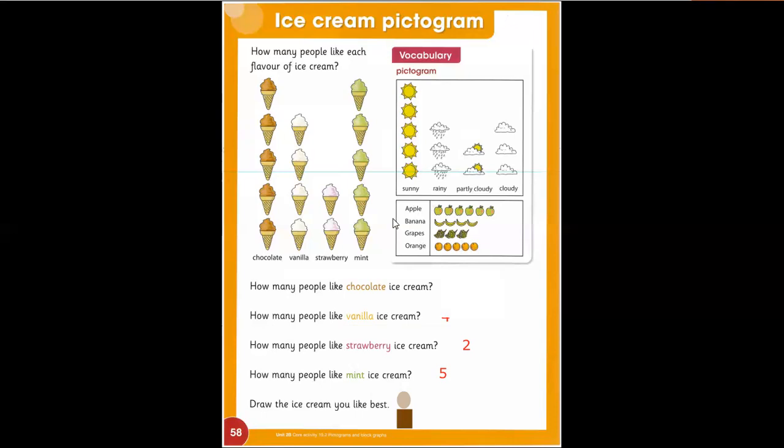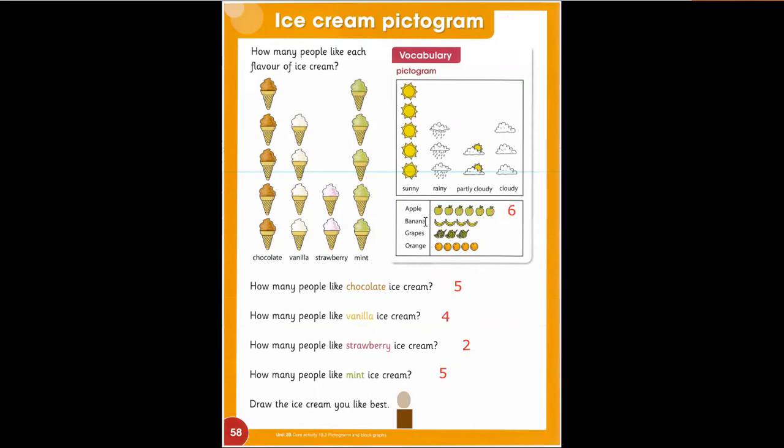You people are going to answer me, how many people like apples? Hurry up, raise your hands and tell me how many people like apples. Yes, Abdurrahman is going to answer. 1, 2, 3, 4, 5, 6. 6 people like apples.